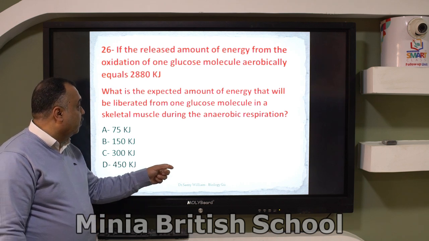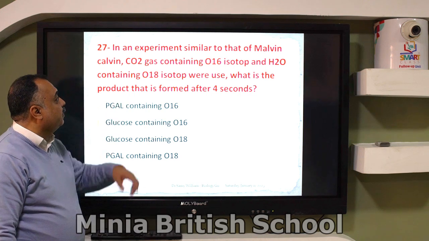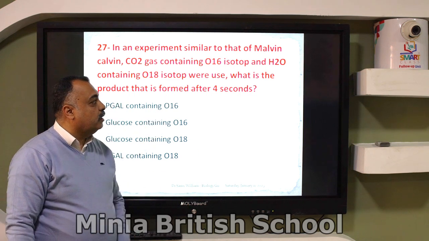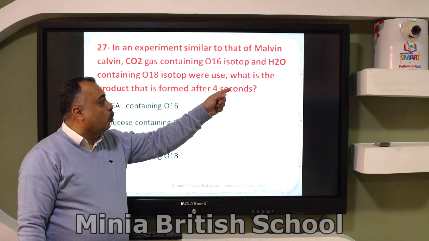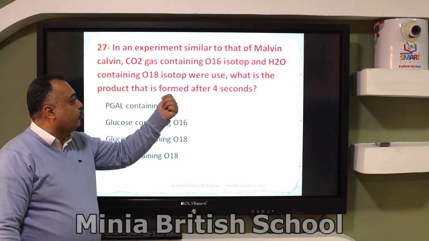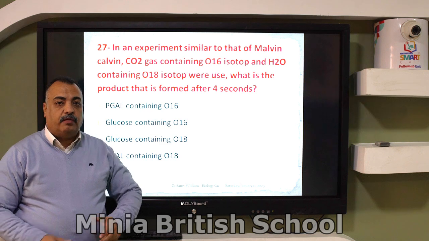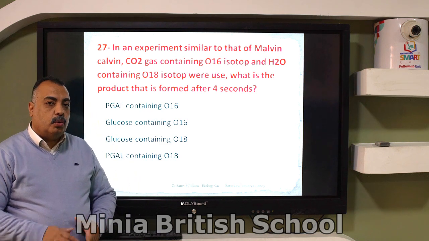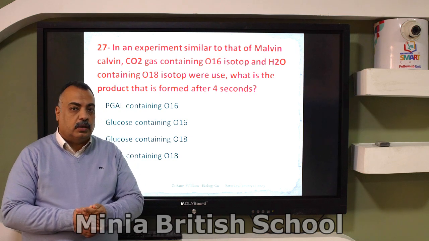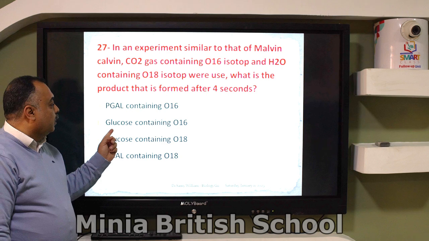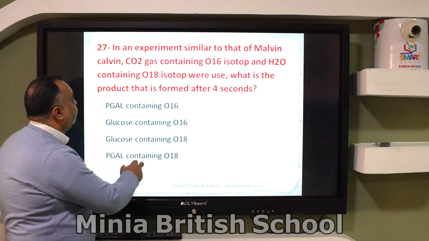27. In an experiment similar to that of Melvin Calvin, carbon dioxide gas containing O16 isotope and water containing O18 isotope were used. What is the product that is formed after 4 seconds? We know that after 4 seconds we have glucose. Yes, glucose, its oxygen coming from what? Yes, coming from carbon dioxide. So the answer will be glucose containing oxygen 16. Yes, this is the right answer.